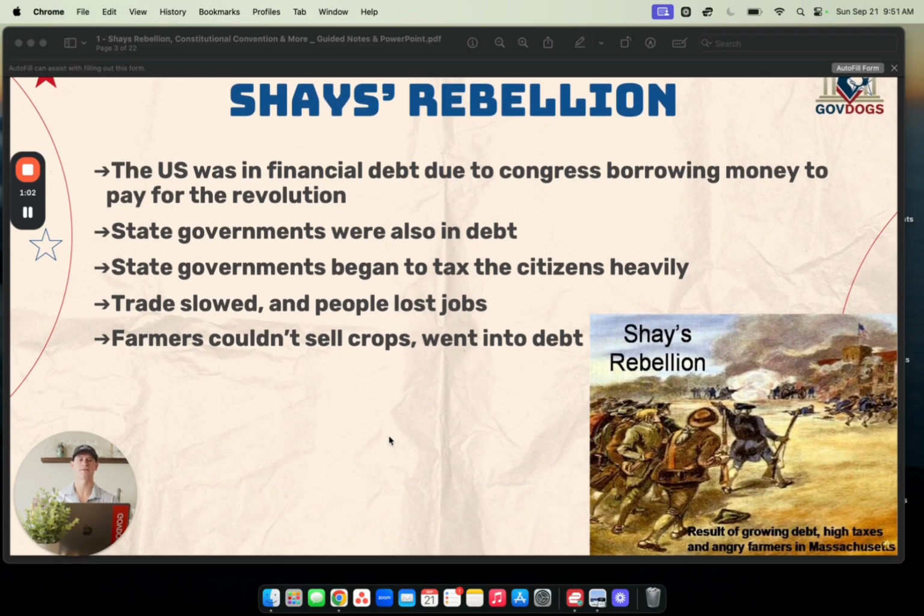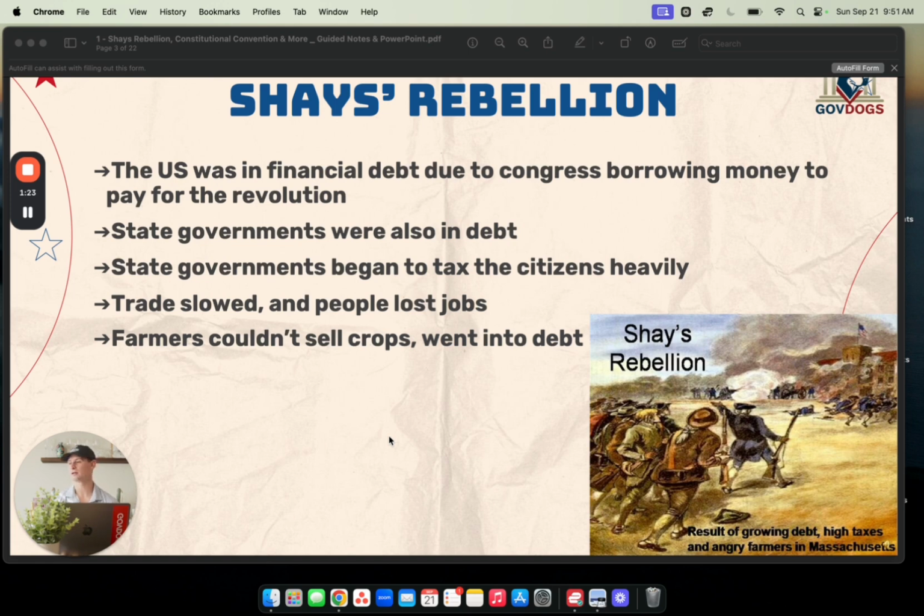So Shays Rebellion, okay? The U.S. was in debt due to Congress borrowing money to pay for the revolution, okay? Basically, everything in government and life boils down to money. So it's not cheap to fight a war, okay? The United States fought a revolution against the most powerful government in the world, the British Empire. So obviously, by borrowing money, you need to pay that money back. State governments were also in debt, all right?